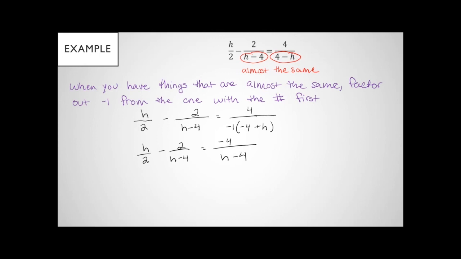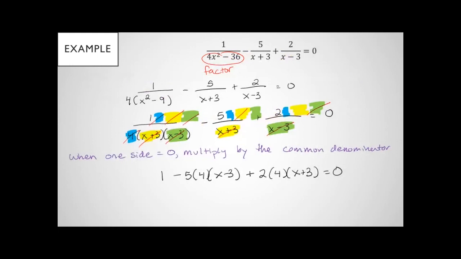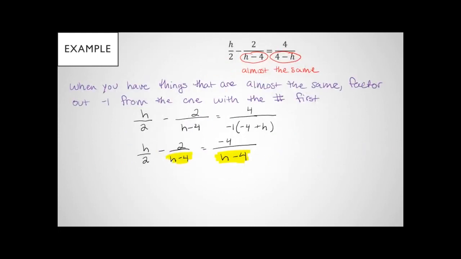And so now we have a common denominator here. And so we have our same form that we saw before, where you have the fractions of the same denominator plus another fraction. So we're going to use the proportion method. So you can see that we keep seeing the same sort of things that pop up over and over again. So we're going to use the proportion method.